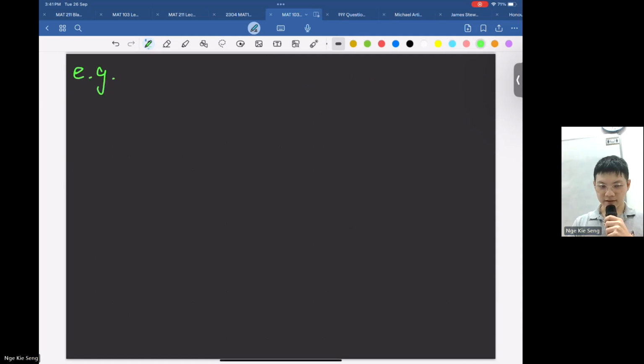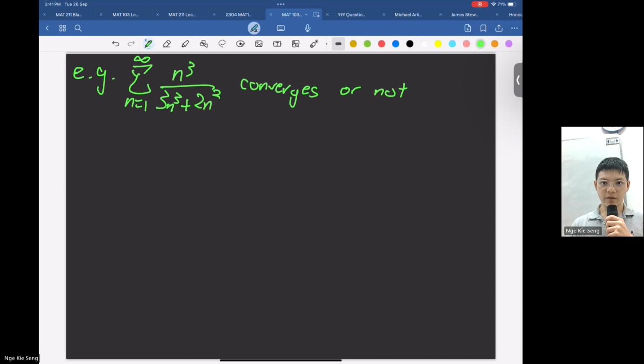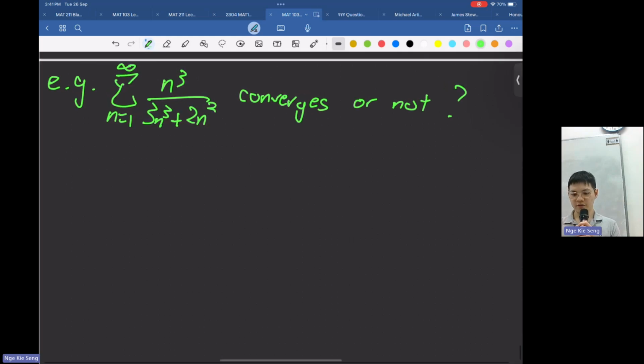So let's try and apply this test. Let's check whether this series converges. I'll let you try for about 2 minutes. Try to see if you can check whether this series converges.